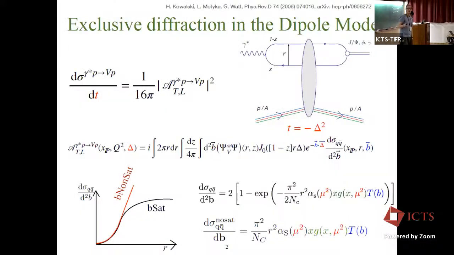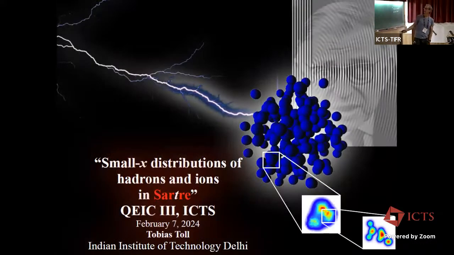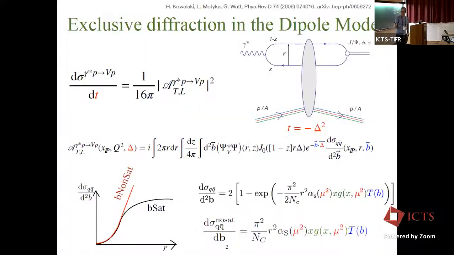Yeah? Very good. So, small x distributions of hadrons and ions in Sartre, and we see similar pictures to what we just saw in the previous talk, very nicely set up. Basically, I will talk about how Sartre is dealing with the initial state in eP and eA collisions. So, how we implement these initial states in Sartre.